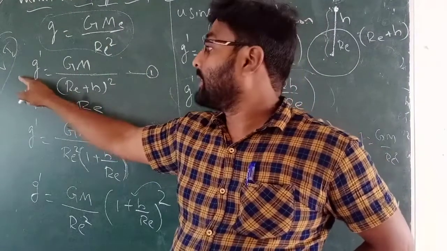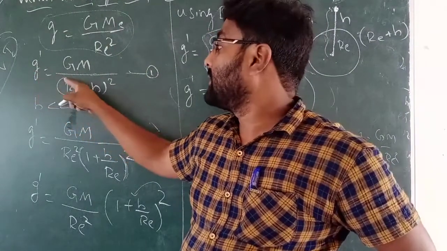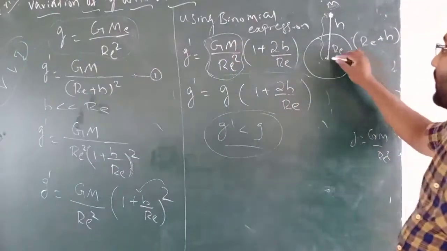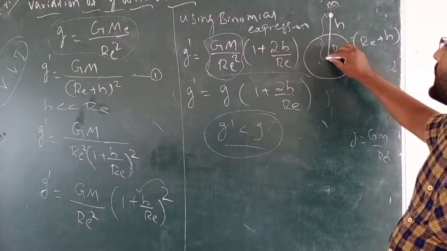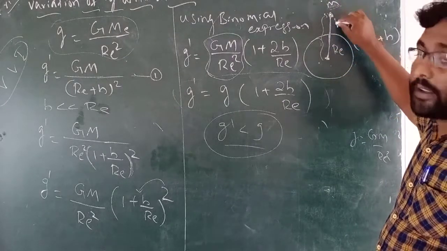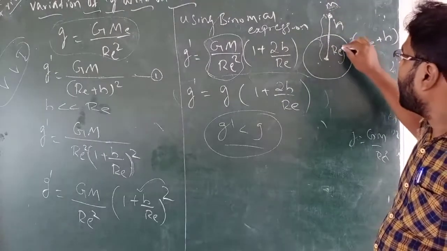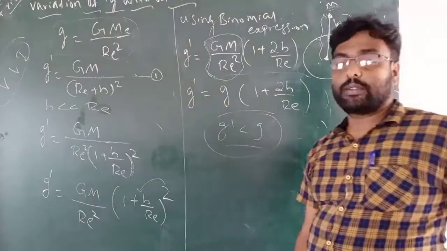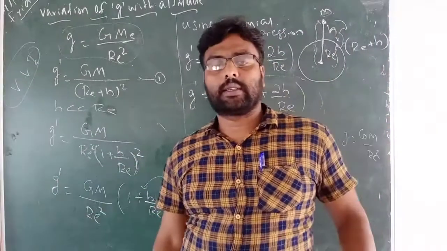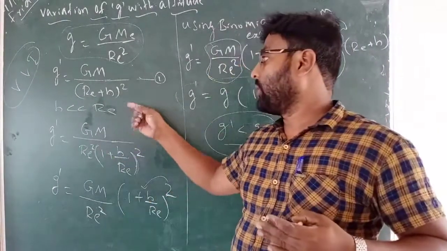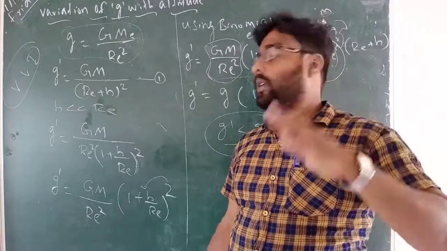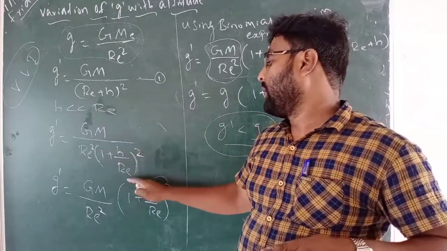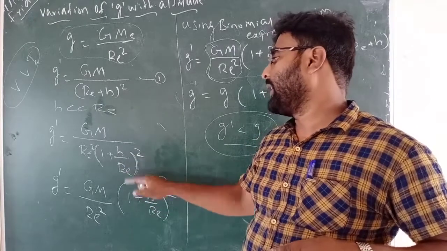Just showing the variation, what the g dash we are using: g dash is equal to GM by (R_e plus h) whole square. R_e plus h means what? From this surface of the earth we are lifting the mass to a height of h. So R_e plus this height, that is (R_e plus h) square. And you know this h is very much less than R_e, so you have to take this R_e outside of the square. So R_e square when you are taking outside, you have 1 and here you will get what? h by R.